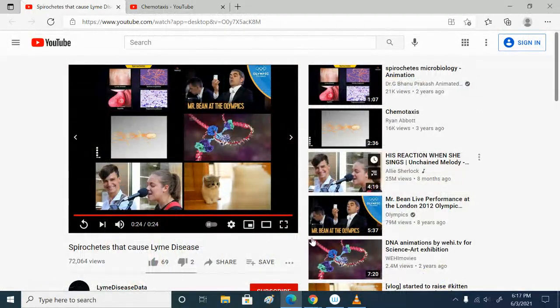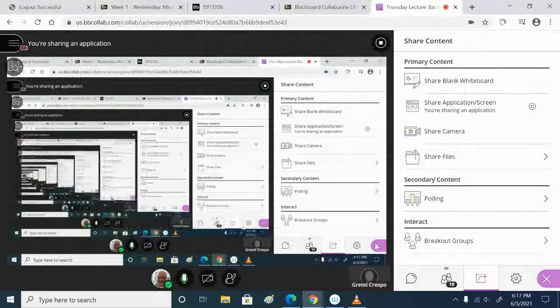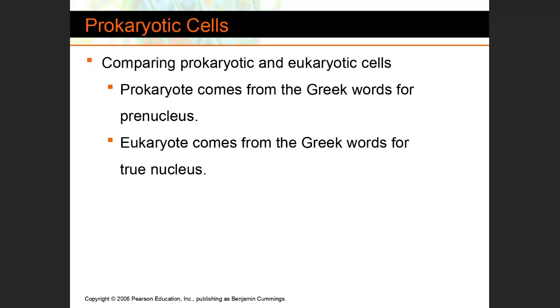So there are many spirochetes that seem to be pathogens. I'm not sure why exactly so many spirochetes are pathogens, but we mentioned one, Treponema pallidum, which is also a spirochete. Borrelia, which causes Lyme disease, is a spirochete.